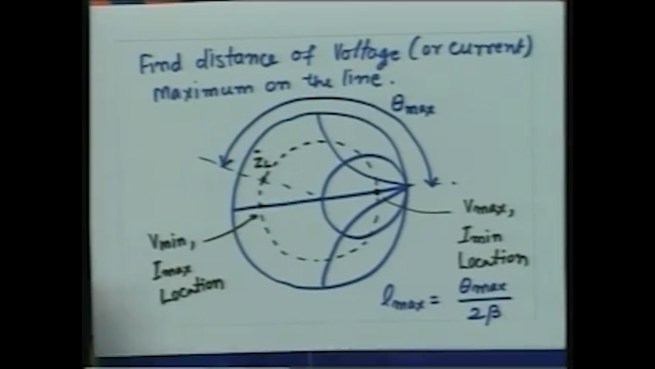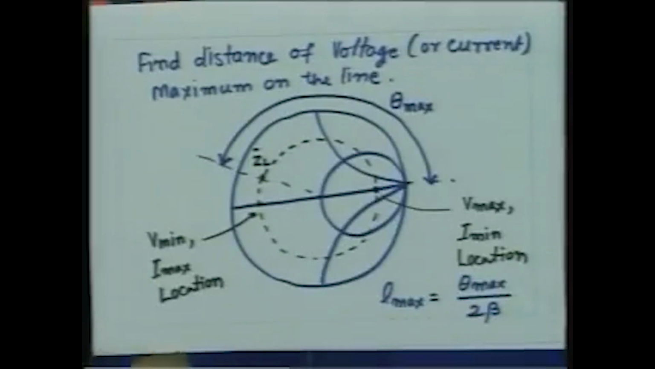So, finding the location of voltage maximum or current minimum is extremely straightforward. Once you mark the impedance on this, draw the constant VSWR circle, just find out the angle from this radius vector up to this horizontal line on the right hand side, and you will get this angle, which if you divide by 2 beta, you will get the distance of the voltage maximum. We will continue with this, and then in the next lecture we will use this information to find out what is the impedance just by looking at the standing wave patterns on the transmission line.